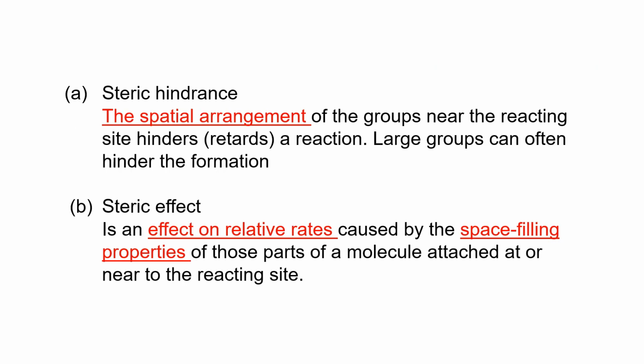So now, let's see what is meant by steric hindrance and steric effect. Steric hindrance can be defined as the spatial arrangement of the groups near the reacting site that hinders or retards a reaction. Large groups can often hinder the formation. Steric effect is an effect on relative rates caused by the space filling properties of those parts of a molecule attached at or near to the reacting site.